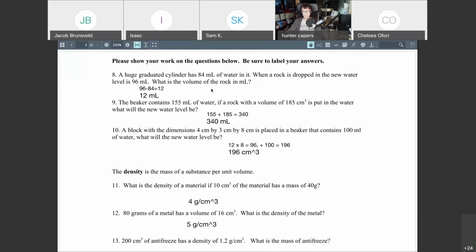So we take a look at this first problem, and yes, we want to subtract the 2 water levels. That will tell us the volume of the rock, which looks like it's 12 milliliters. Number 9, the beaker contains 155 milliliters of water. If a rock with a volume of 185 centimeters cubed is put in the water, what will the new water level be?